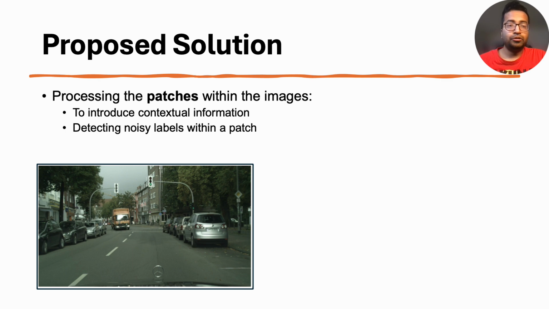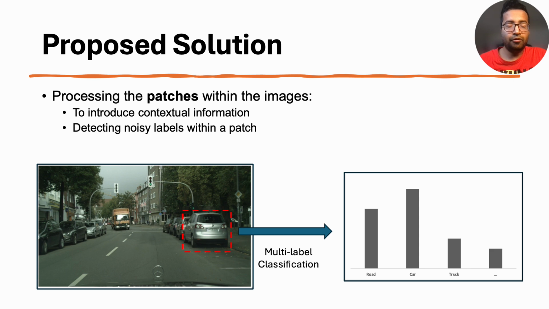So we propose processing patches within images to introduce contextual information and detecting noisy labels within a patch. Say we have this red box, a boxed area. If we train a multi-level classifier which uses the initial embeddings from the segmentation layer for this area, we get classes like road, car, truck. Because we are training the multi-level classifier along with the segmentation network as an auxiliary loss, it forces the initial layer features to still contain enough patch-level information so that the multi-level classifier can correctly classify. This is how you introduce context.